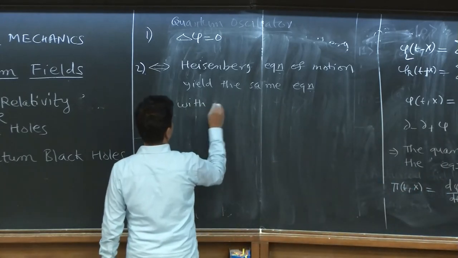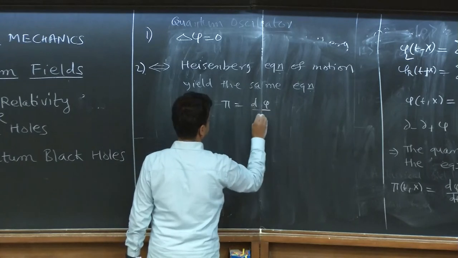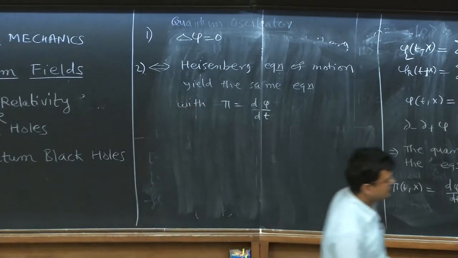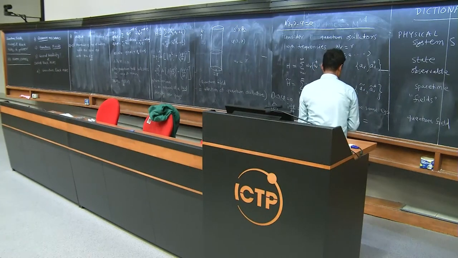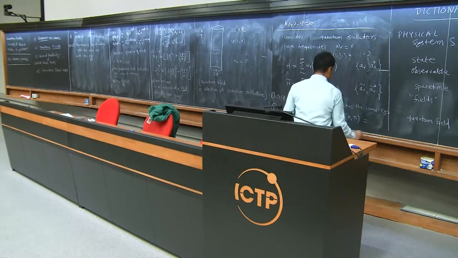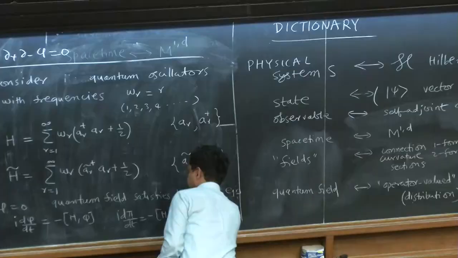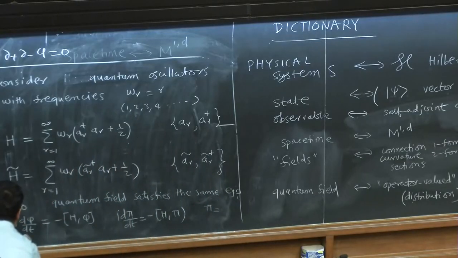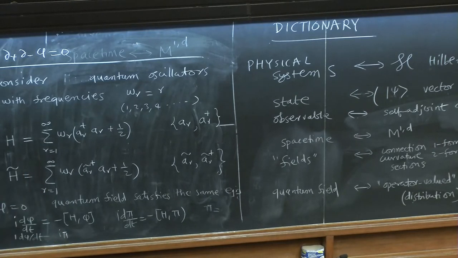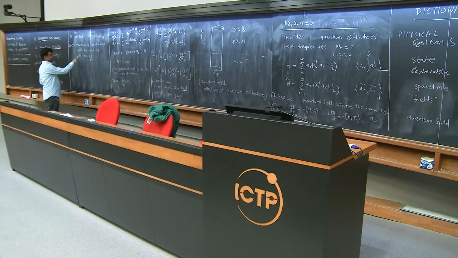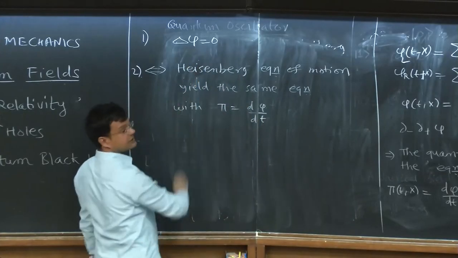With the replacement pi is equal to d phi by dt. Because there was an i here. Sorry, what am I saying? From here I will get i d phi by dt is equal to i pi. So one of the equations of motion will simply tell you pi is equal to d phi by dt. And if you replace pi everywhere, then you will recover this equation.